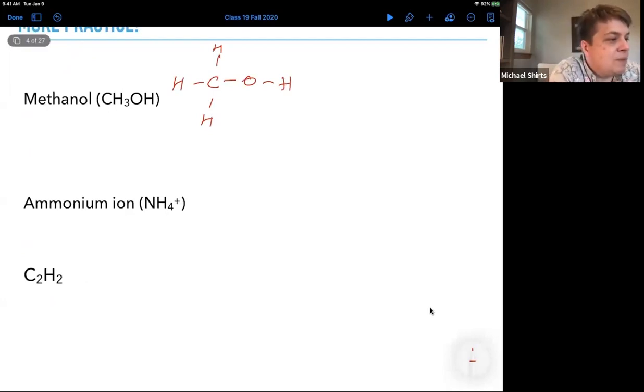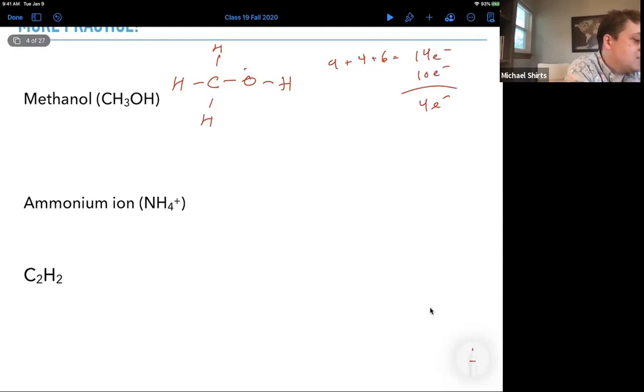Let's total up the number of valence electrons. We have a total of 4 for the carbon, 4 plus 4 for the hydrogens, plus 6 for the oxygen, for a total of 14 electrons. And we can see we've got 1, 2, 3, 4, 5 bonds already. So 10 electrons, that gives us 4 electrons left over to place in lone pairs. Oxygen is missing 2 lone pairs.